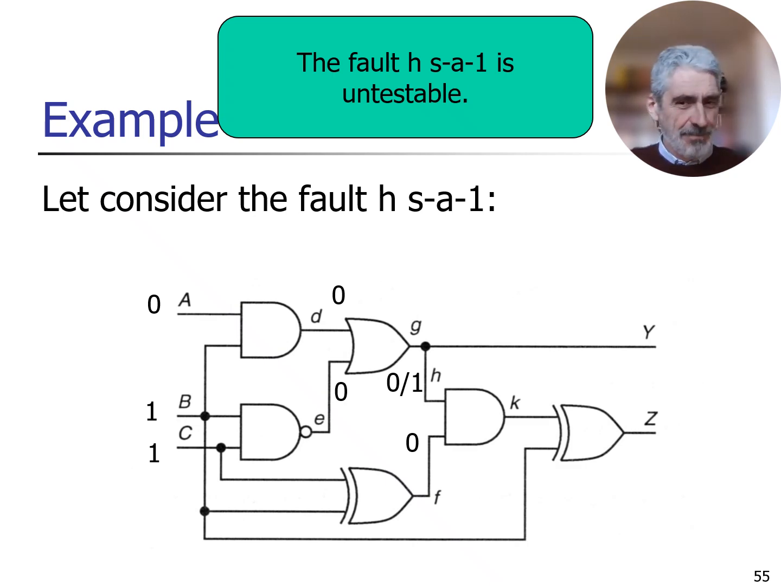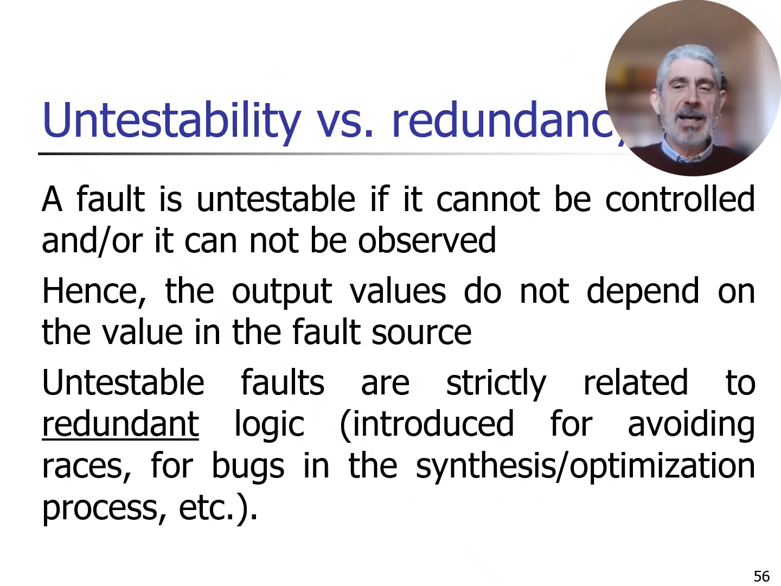It doesn't matter. This line is redundant. And this is a general rule in the sense that when there is an untestable fault in a circuit, it means that typically there is some redundancy in the circuit. Now, a circuit with redundancy is a little bit special. I mean, it's a special case.